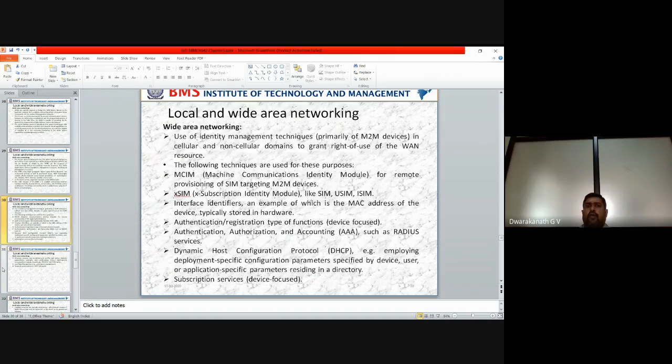Next, the functionalities. Use of identity management techniques, primarily for M2M devices in cellular and non-cellular domains, to grant the right of use of the WAN resources. So, which person should use which devices? Which person can access which particular actuator? What can a bunker person see? And the main thing, what can the main person see? So, granting right of use.